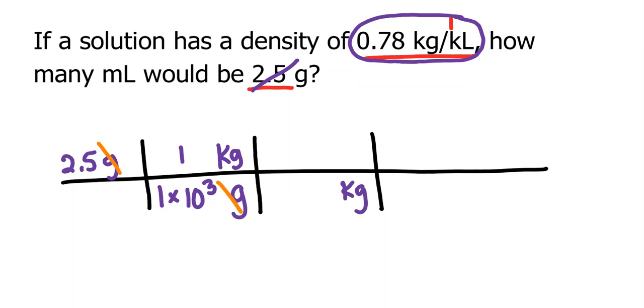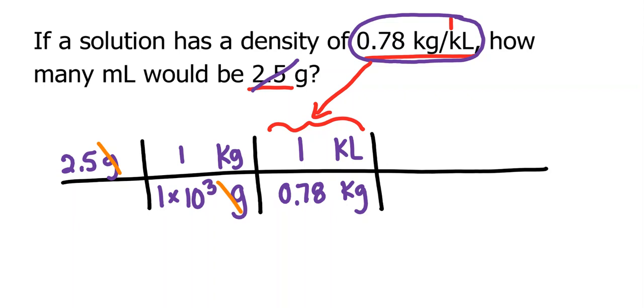And now I'm ready to use this as a conversion factor. I need to make sure that the 0.78 goes with the kilograms. It always goes with the front one, and then this one will have the 1. Okay, so I'm going to put the 0.78 down here. And then up here I'm going to the kiloliters, and there will be a 1 there. So that's where I got this conversion factor, from that.